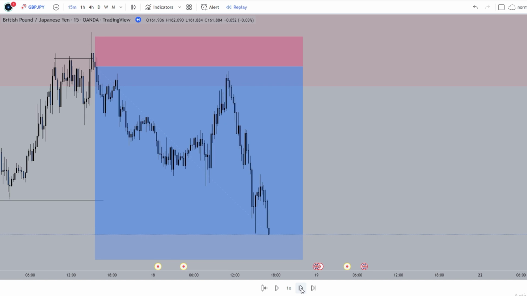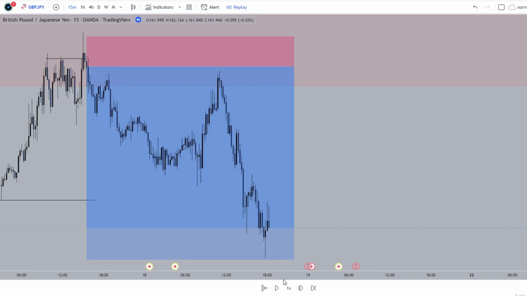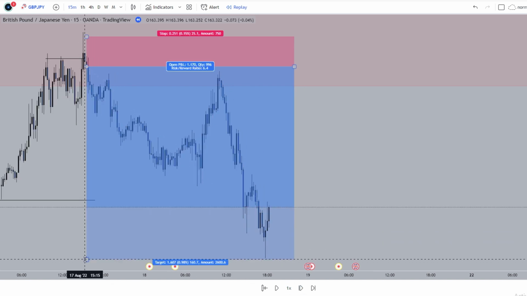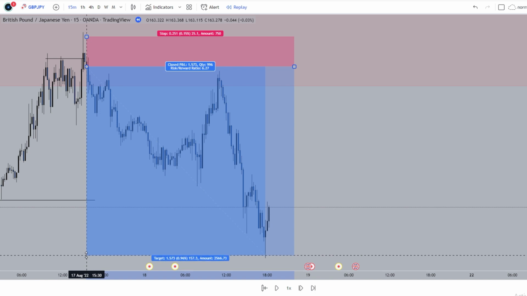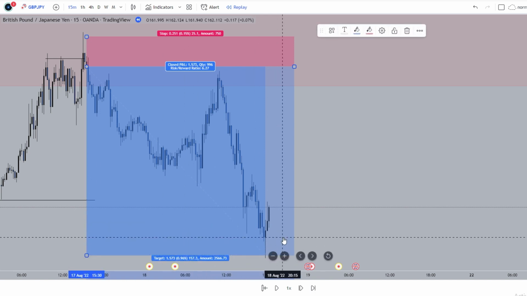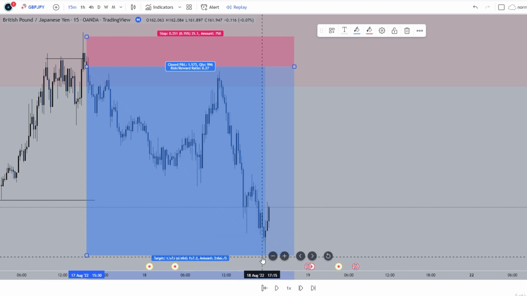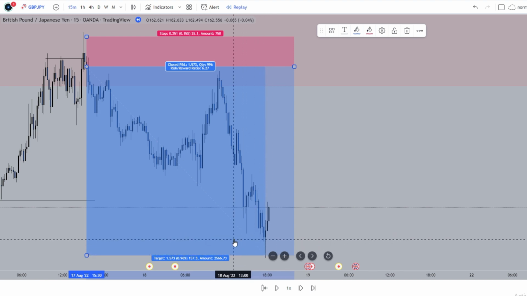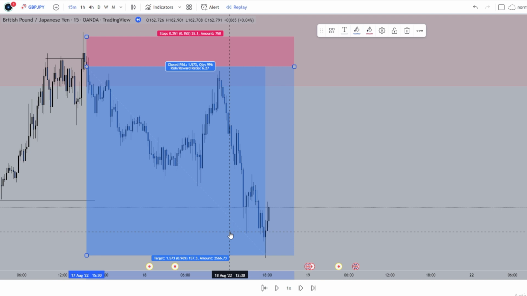And what happens here, we hit it. So this trade was manually closed around these candles right here. My broker's prices are a bit different, but basically it was around 6-to-1 risk to reward.